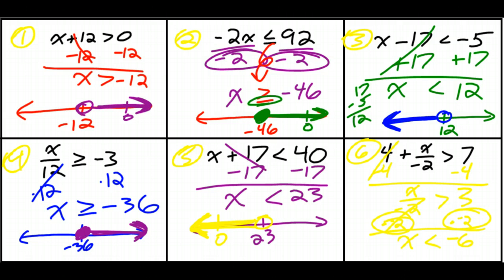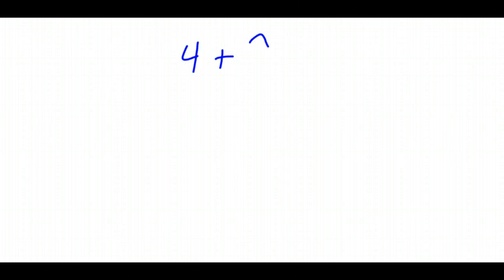And on a number line, we'll make this bar here into a number line. -6. We're interested in only those numbers that are less than -6. Now let's go ahead and take a look at this problem. 4 plus x over -2 is greater than 7 if you wanted to do it by multiplying first. So 4 plus x over -2 is less than 7. If you wanted to multiply by -2 first, you could do that. It's a perfectly acceptable way of going about it.